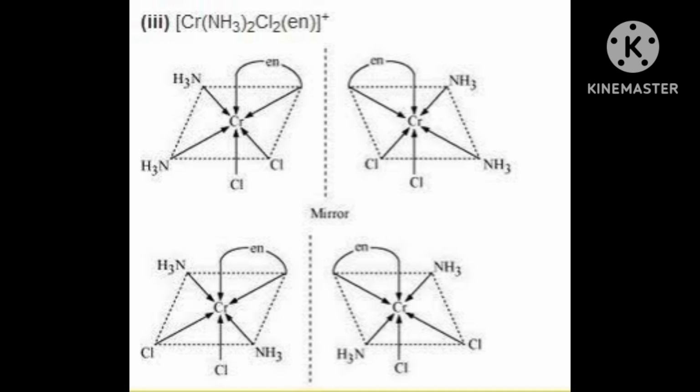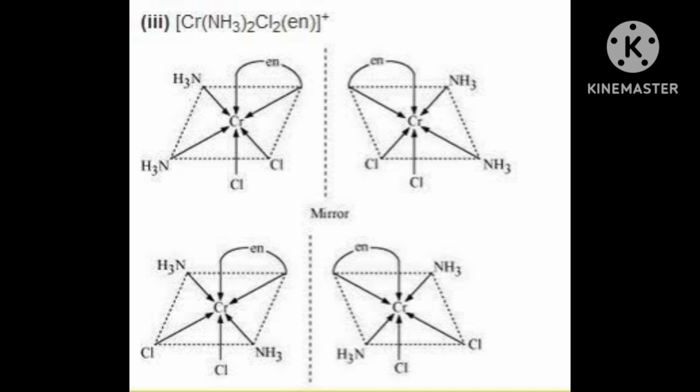Optical isomerism is common in octahedral complexes involving didentate ligands. Generally, didentate means two atoms are there that can donate electrons.